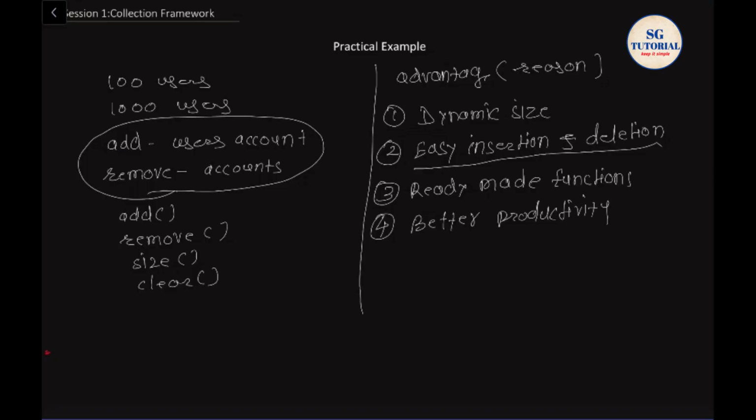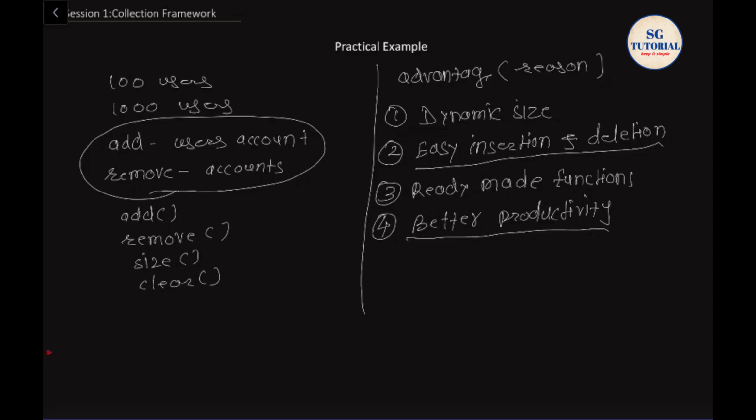Better productivity. So as I said before, collections provide many ready-made functions. So instead of writing your own logic for common operations, you can simply use the ready-made methods. And this saves the time as well as reduces your coding efforts and helps you build applications faster. And that's why collections improve a developer's productivity. And this is another reason why collection is important.